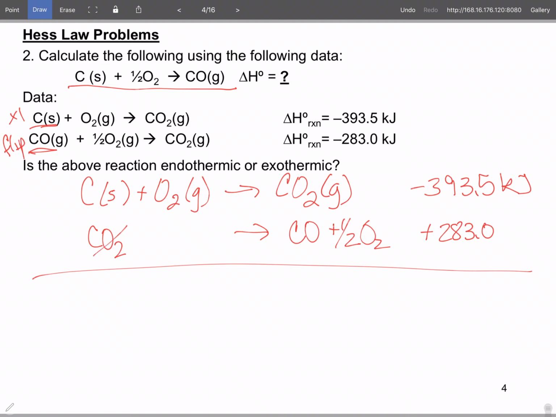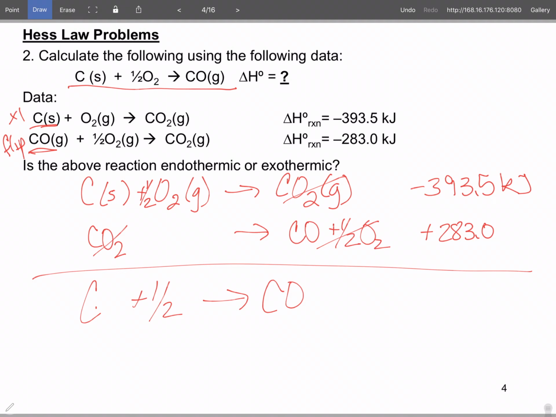So notice the CO2 cancels. Half of oxygen cancels, so I'm left with half of oxygen here. So I end up with carbon plus half of oxygen is equal to CO. Now, notice that when I was working this, I didn't worry about the oxygen. I worried about the carbon species, the ones that are like compounds, because you have oxygen in different forms in both.